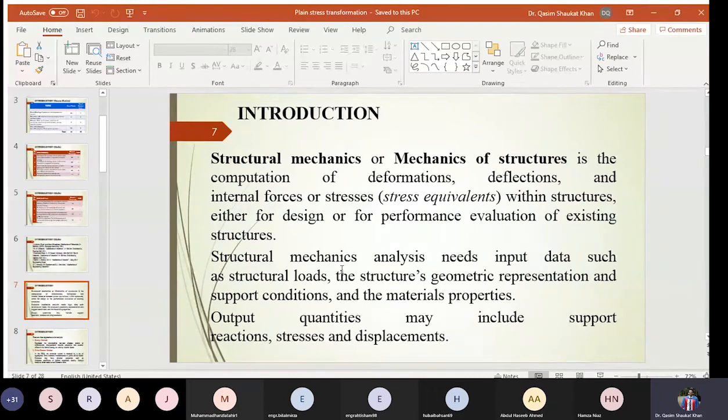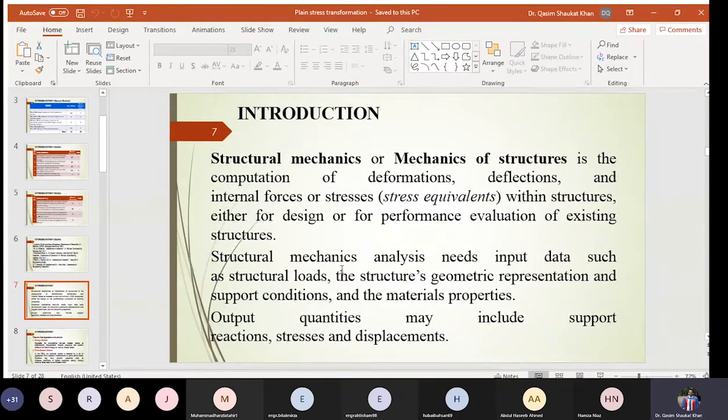In elementary structure analysis, you were analyzing determinate and simpler structures, and you were using Castigliano's theorem to calculate the deformations as well. Then comes the material properties, because we will be dealing mostly with concrete and steel. The material properties required are modulus of elasticity and Poisson's ratio.